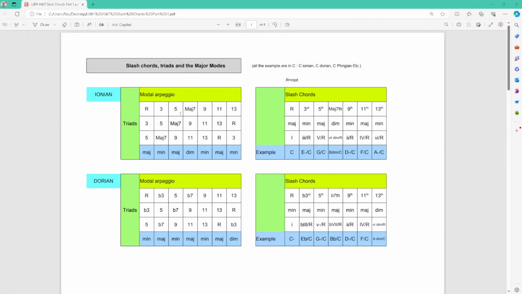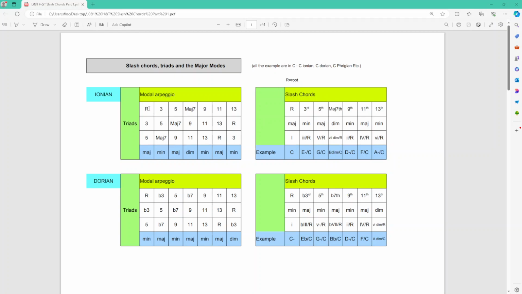Now, let's look at the PDF that I created for this lesson. Basically, this PDF is a sum of what we just looked at. In this case, we looked at Ionian, and what you have here in this first line is the modal arpeggio, where R, by the way, is the root note, so it's 1.